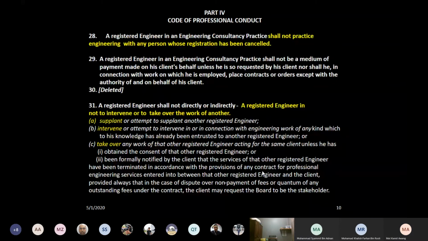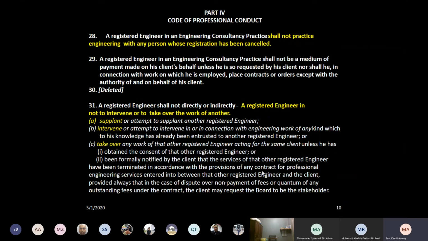28. A registered engineer in an engineering consultancy practice shall not practice engineering with any person whose registration has been cancelled. So basically you cannot practice engineering with an engineer whose registration has been cancelled by the board. He is no more a professional engineer. He is not registered with the board of engineers, right?